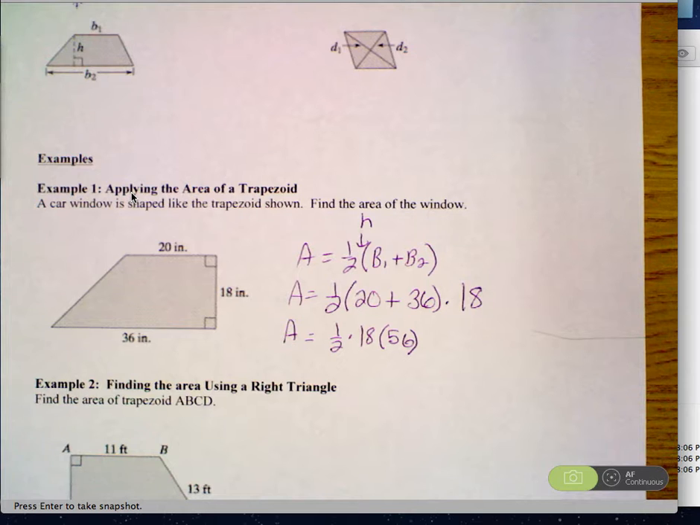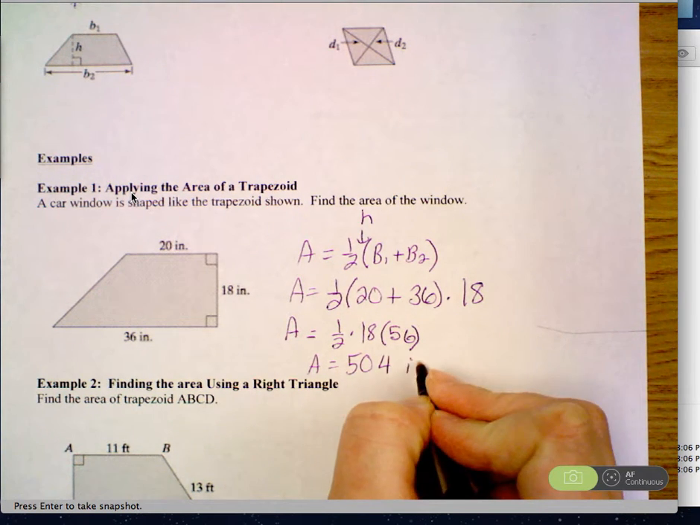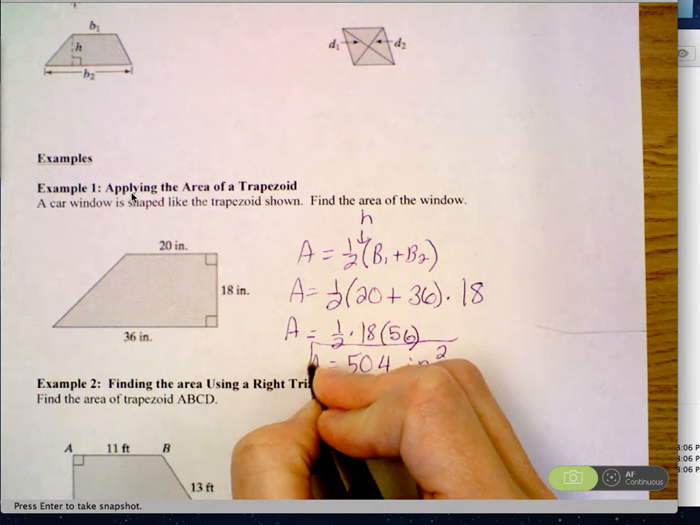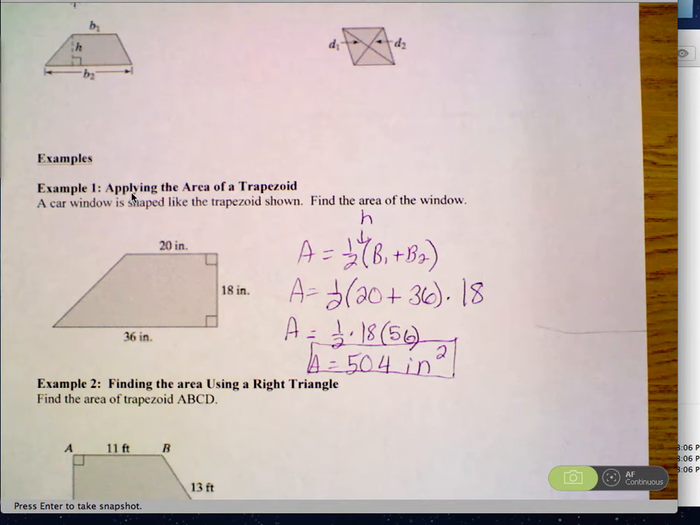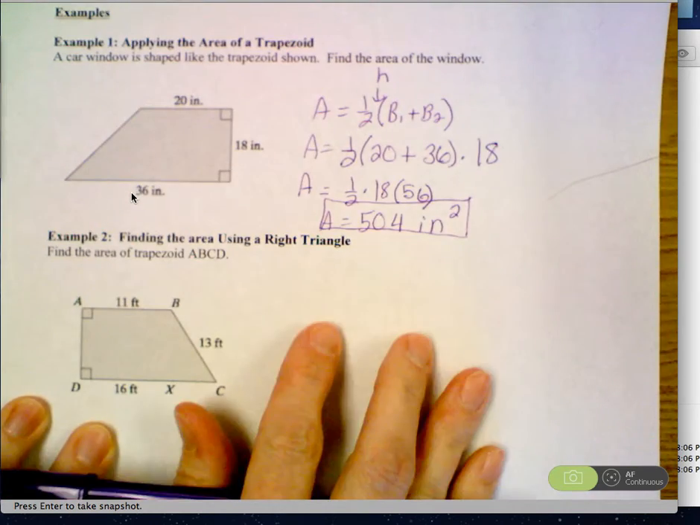If you have your calculators, you can go ahead and put that in your calculator. 1/2 is just 0.5 times 18 times 56. That gives us area equals 504 inches squared, because it's area. So that's how you do the first example. Now the second example won't be quite as easy because we're not given everything that we need.